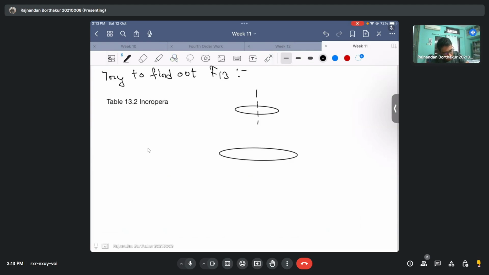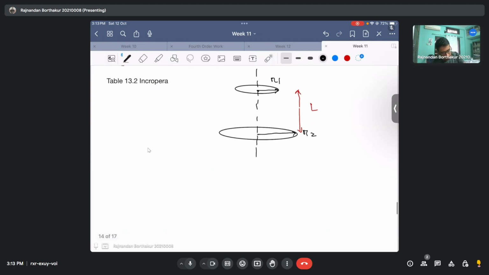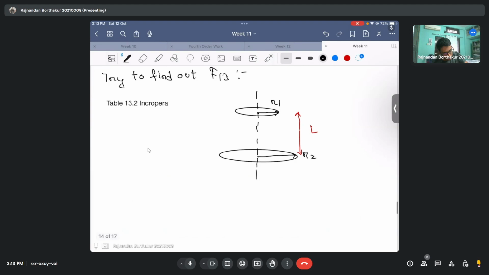For instance, if I have these two discs bearing some radii R1 and R2, and they have a separation distance of, let's say, some L or some X. If this is the scenario, what you need to do is the view factor F. So if this disk is 1 and this disk is 3, the view factor F13 can be directly obtained by using the following relation.